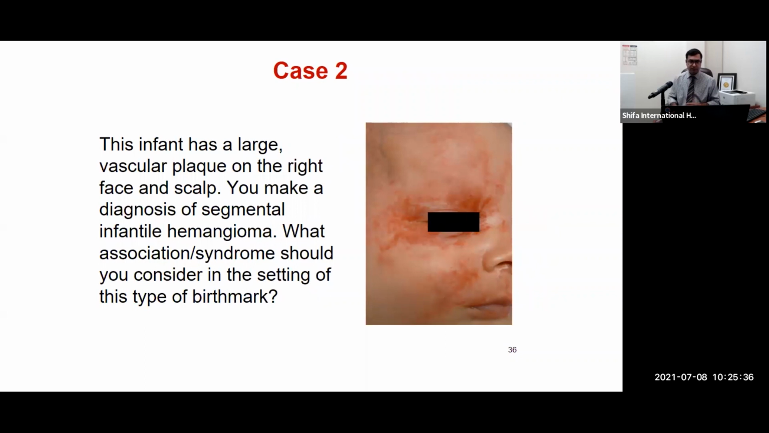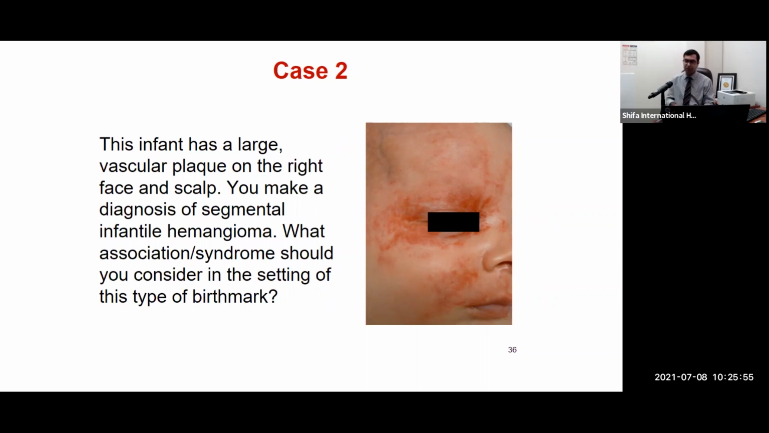Now this next case: this infant has a large vascular plaque on the right face and scalp. You make a diagnosis of segmental hemangioma. Here we go, segmental infantile hemangioma. Very important. We'll now talk about the segmental part of it. What association syndrome should you consider in the setting of this type of birthmark?